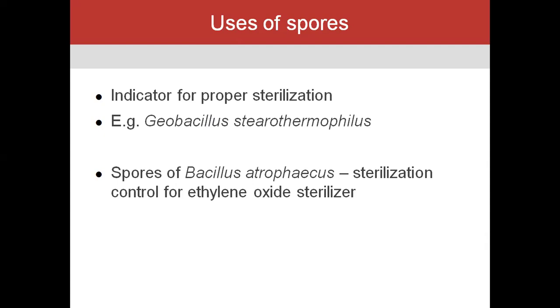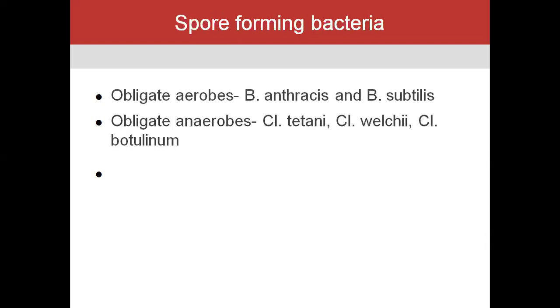These spores are kept inside the autoclave before sterilization. After sterilization, if there are no spores, that indicates that the sterilization process was successful, that sterilization happened properly. And the spores of Bacillus atrophaeus are used as a sterilization control for the ethylene oxide sterilizer.